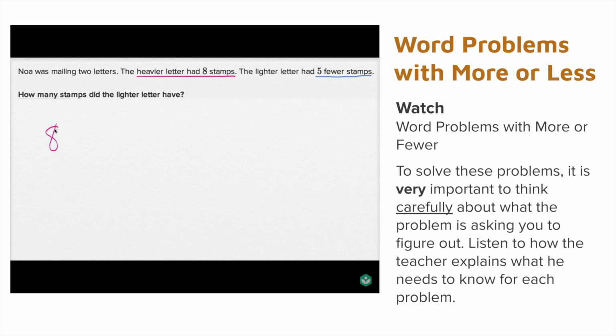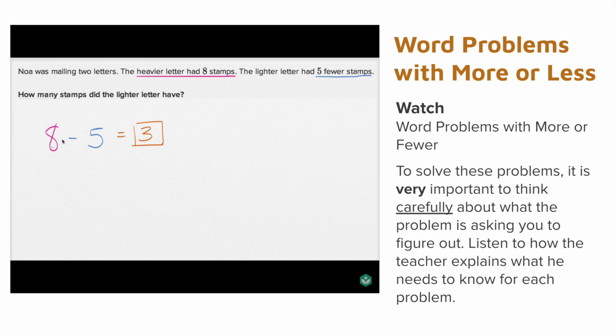And so we could write that. If we have 8 stamps and we want to go 5 fewer than that, well, that's going to be 8 minus 5. This is 5 fewer than 8, which is going to be equal to 3. The lighter letter has 3 stamps.